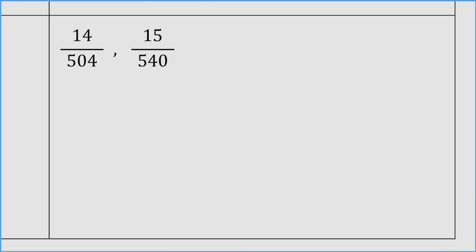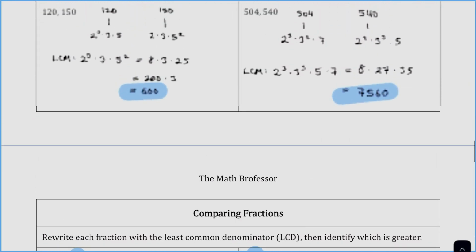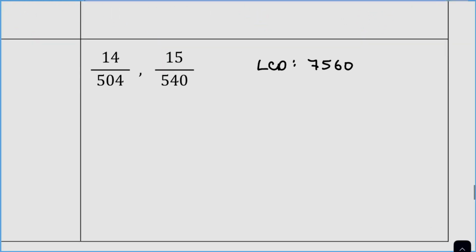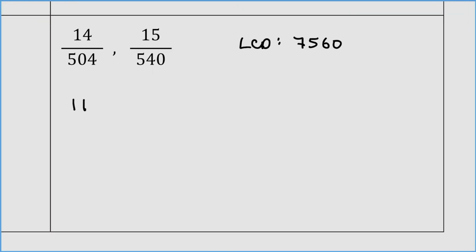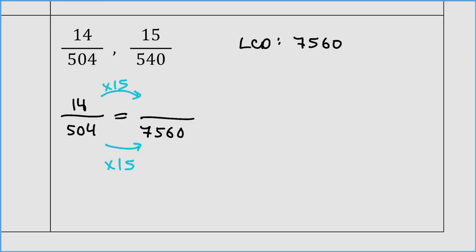Last one. The LCD here was 7560. Double check. 7560. Yep, that's good. So we'll change 14 out of 504. All right. If you're trying to figure out what times 504 is 7,560, just reverse it. What's 7,560 divided by 504? And that's 15 here. So we need to multiply by 15. Multiply by 15. What is 14 times 15?